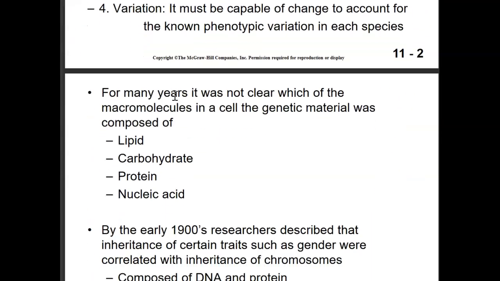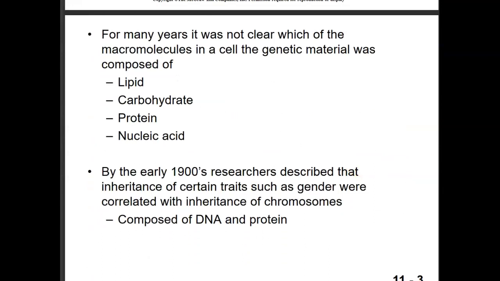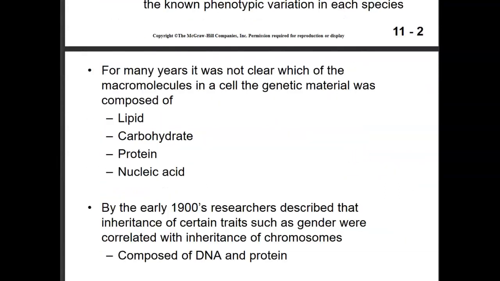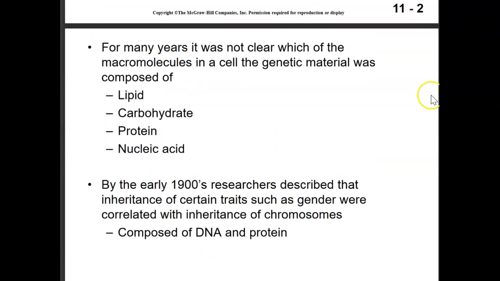So for many, many years, it wasn't clear which of the molecules inside of a cell was the molecule responsible for transmitting genetic information. So scientists assumed it could be either a nucleic acid, which could be DNA or RNA. They're both nucleic acids. Proteins, all right? Proteins are just long chains of amino acids. We'll get to that later.